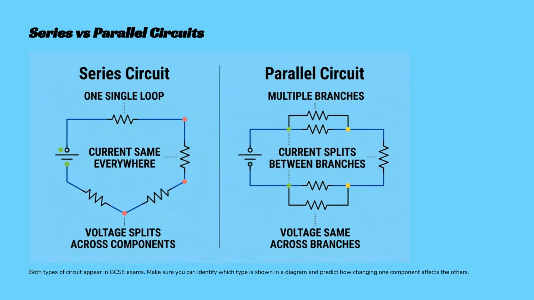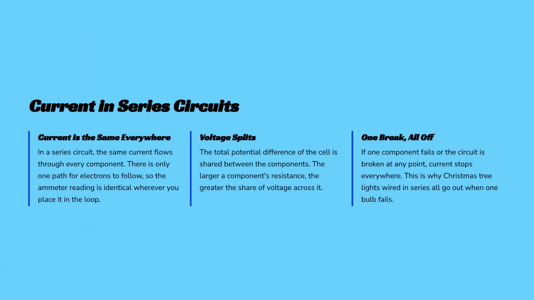In parallel, the current divides into multiple branches. Be ready to identify these types in your exams. In series circuits, current is the same everywhere. However, the total voltage is shared across components, and if one part fails, the entire circuit stops working. These are common characteristics you'll see in diagrams.